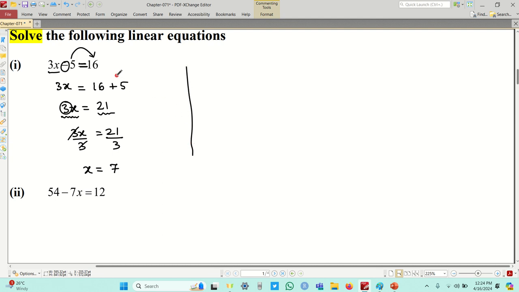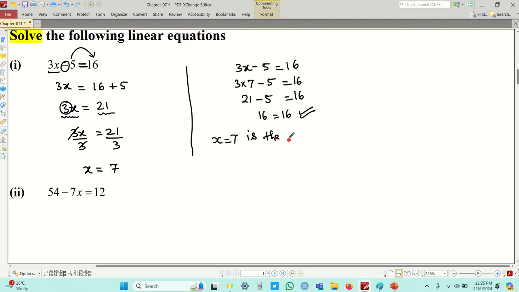Now what do we need to do? We need to check whether our answer is correct or not. So what is the equation? The equation is 3x minus 5 is equal to 16. Put in this value of x. So 3 times 7 minus 5 is equal to 16. 3 times 7 is 21. 21 minus 5 is equal to 16, and 21 minus 5 is 16. Okay. So 16 is equal to 16. Mashallah. It is the same. And if it is the same, what can we say? We can say x is equal to 7 is the solution.